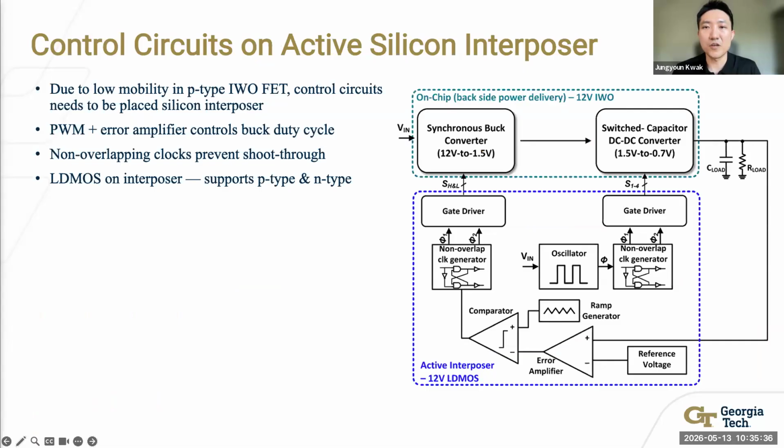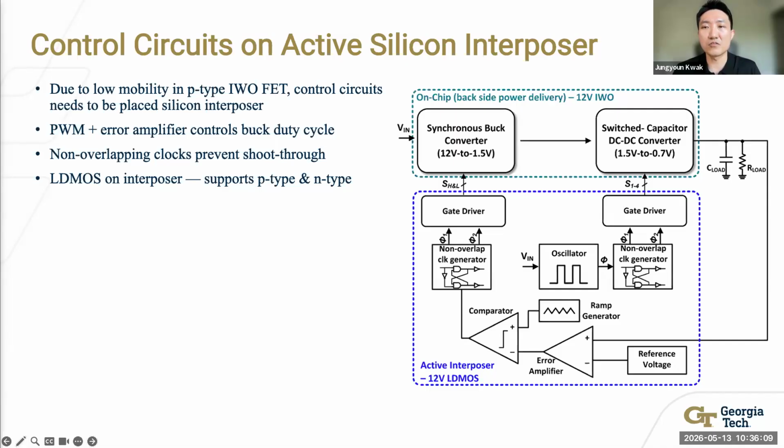We have another challenge and limitation in a hybrid DC-DC converter. The control circuits sit on the active silicon interposer, not on the back-end-of-line or near the indium tungsten oxide backside layer. The schematic shows two control blocks: a pulse width modulation generator with error amplifier for the buck stage, and a non-overlapping clock generator for the switched capacitor stage.